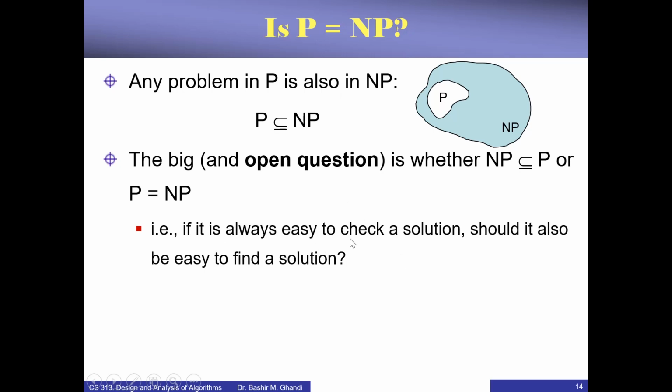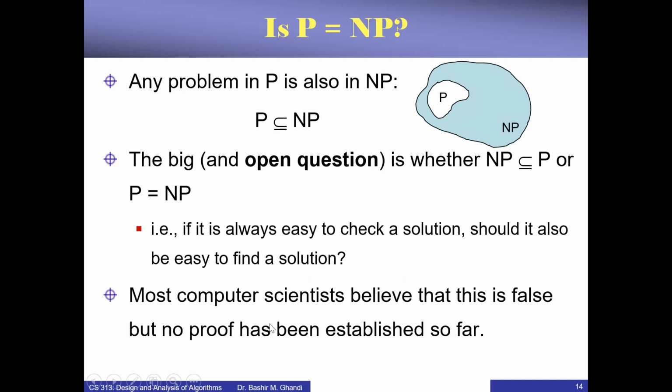If it is always easy to check a solution, should it also be easy to find a solution? This is what we are trying to say here. So far, nobody has been able to prove this question either way. However, most computer scientists believe that it is not possible, but they cannot prove it. They believe that NP is not a subset of P.